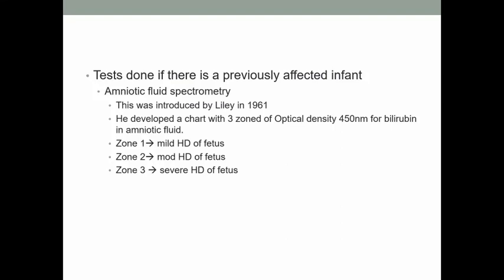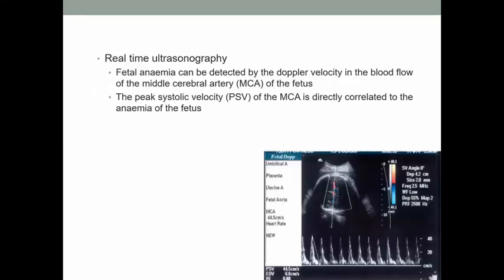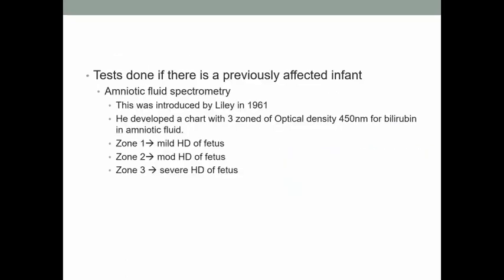If this optical density at 450 is high, there's a severe chance. That means there is a high level of bilirubin. If it is moderate, there's a moderate amount of bilirubin. If it is low, it is a mild amount of bilirubin, right? So that is amniotic fluid spectrometry. And if we think that the baby is going from a low zone to a high zone, we know this baby's red blood cells are getting destroyed and bilirubin concentration is increasing. That will cause brain damage in the baby. So if it is crossing lines, we know this baby is getting affected and we will have to deliver this child.